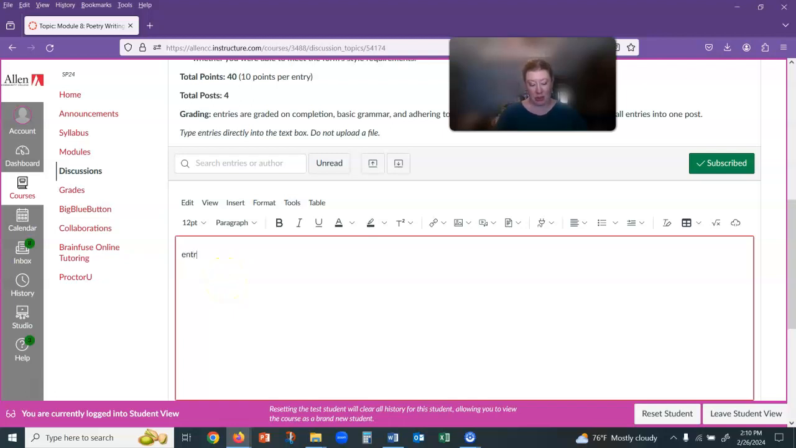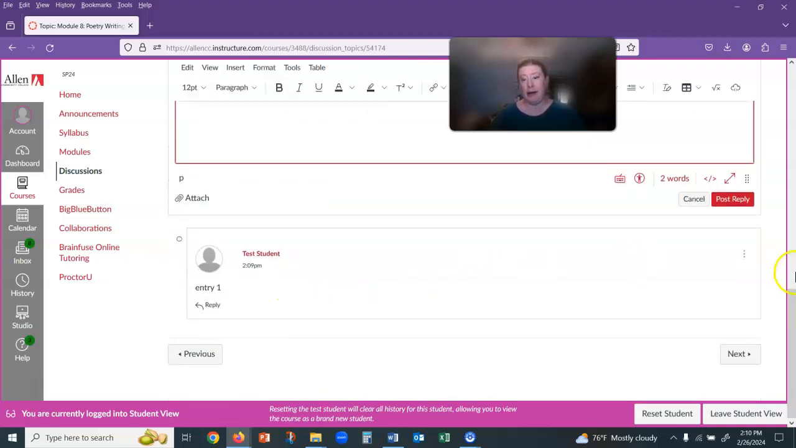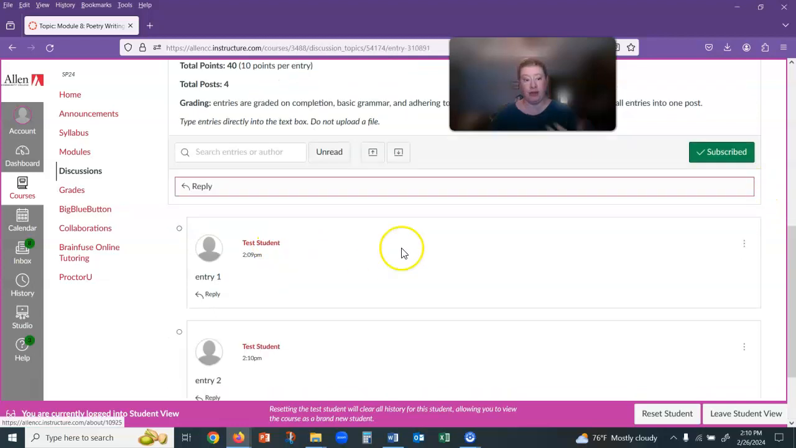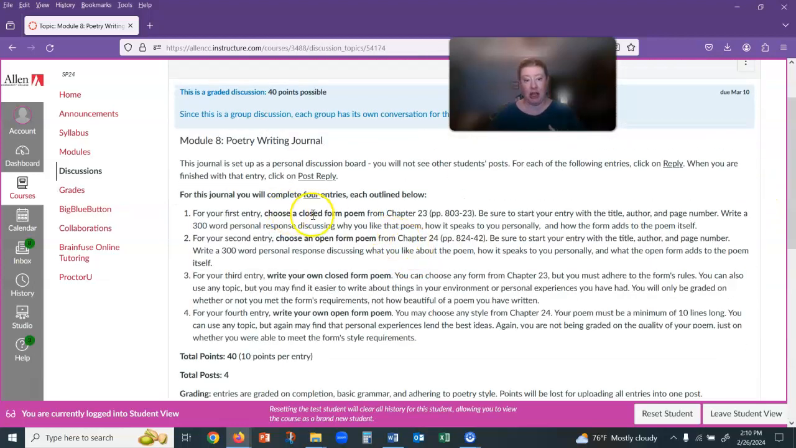So entry 2, and then keep going with that. There are quite a few examples within the chapters of a closed form poem versus an open form poem, so you've got some options to look at and discuss the one that you liked the best. Usually that is what students pick.